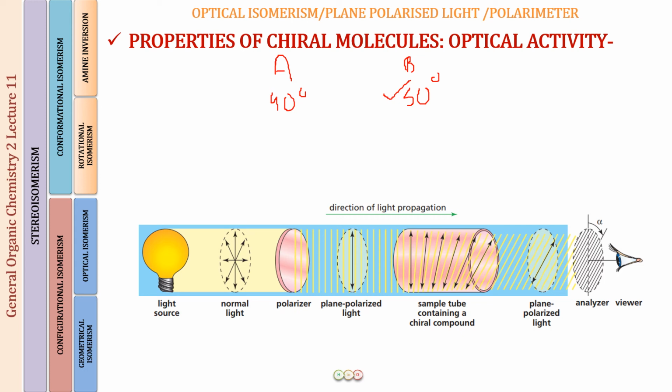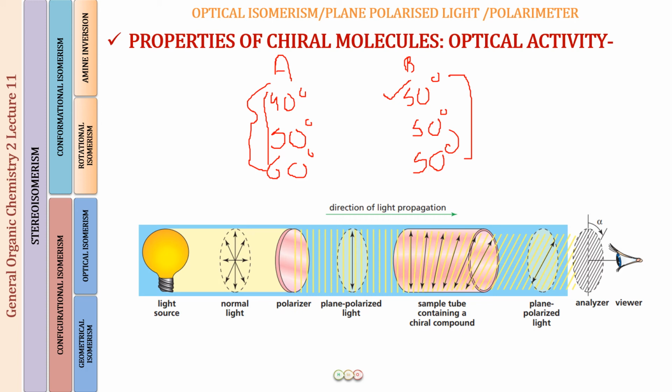But now I tell you that I have done another experiment, and in that experiment I found that this is rotating it by 50 degrees and this is also rotating it by 50 degrees. Now what will happen? And in another experiment I have done, it is rotating it by 60 degrees and this is still rotating it by 50 degrees. What am I doing to compound A such that the angle of rotation is increasing, and what am I not doing to B, such that its angle of rotation has not changed? Well, I can change the angle of rotation by changing certain parameters. What are those parameters?